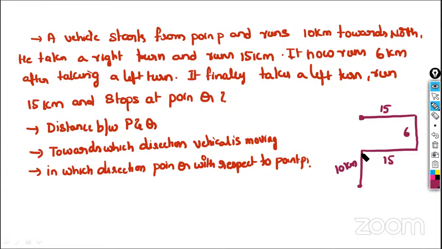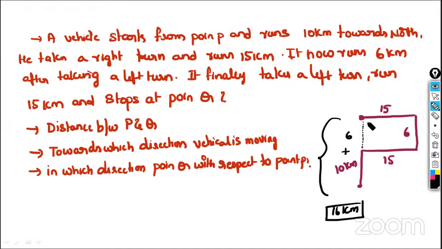That means 15 kilometers east as well as 15 kilometers west. That means the vehicle comes in the same line, right? He was asking the total distance. I know that the distance here is 6, and here the distance is also 6. The total distance is how much? 10 plus 6, 16 kilometers.